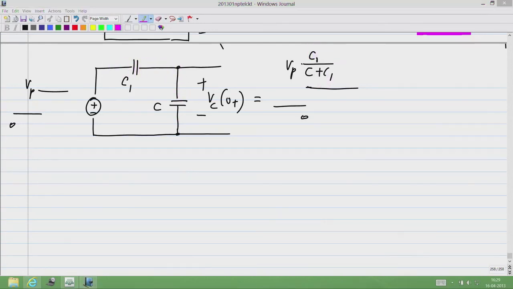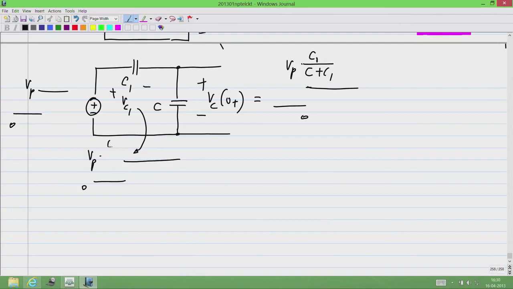And you see that this formula is also reminiscent of the resistive divider formula, except that the roles are interchanged. In the case of resistors, you get R by R plus R1. Here you get C1 by C plus C1. And just to complete the picture, the voltage Vc1 will change from 0 to Vp times C by C plus C1.